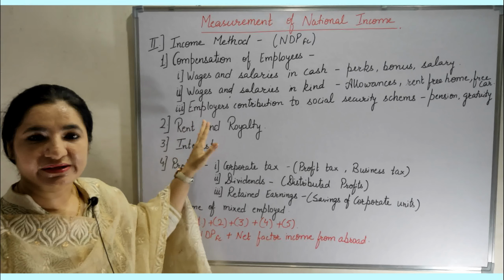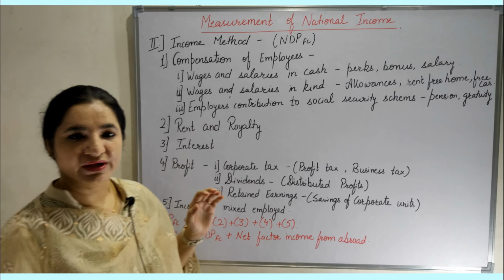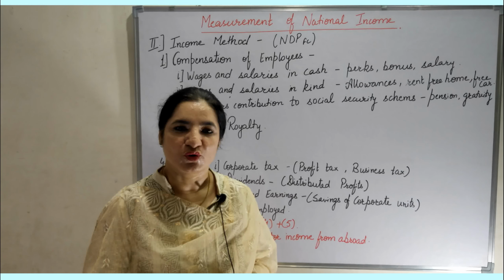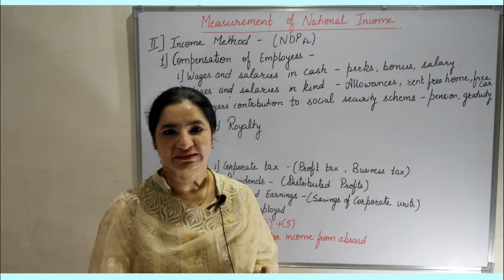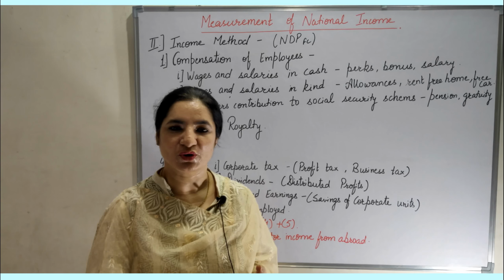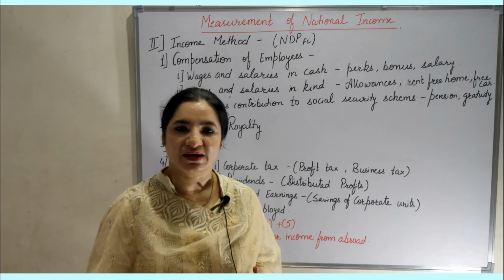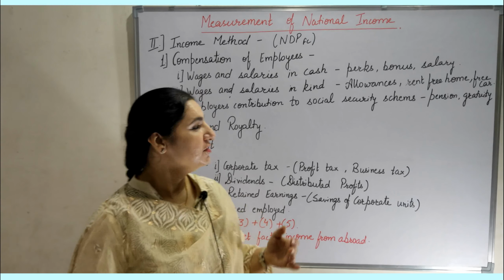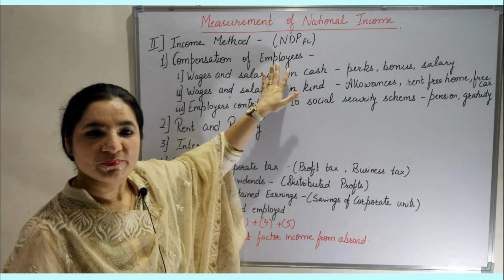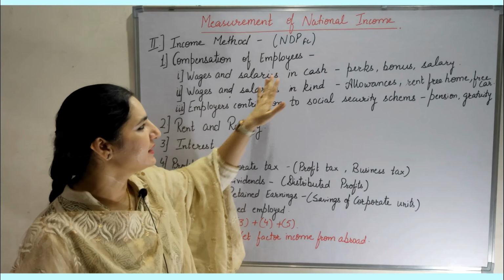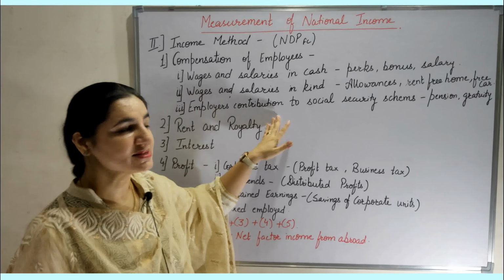The income which is generated by the normal resident of the country can be divided under four heads, that is land, labor, capital and enterprise. All the factors of production receive the factor incomes under four heads. First head is compensation of employees. Compensation of employees can be again segregated under three heads.